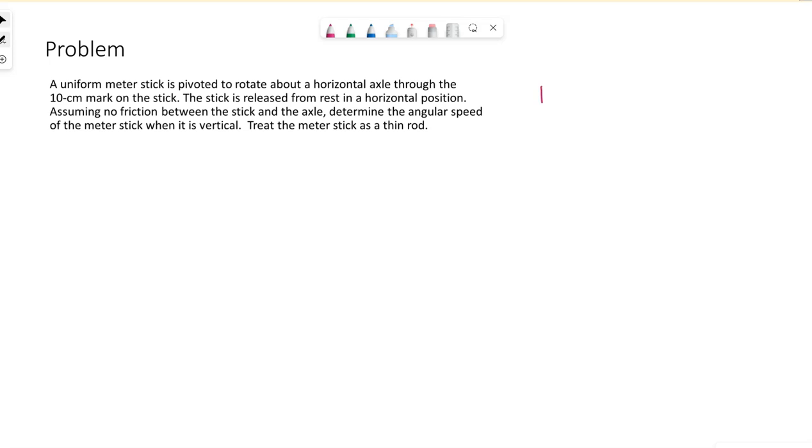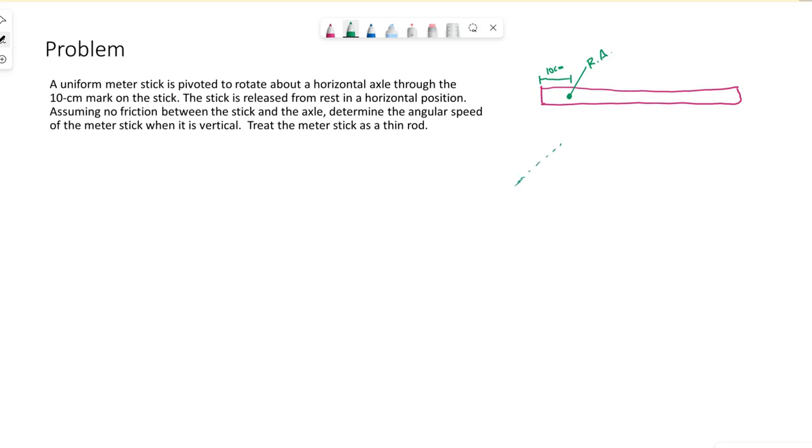All right, so let's make sure this makes sense. So we have a meter stick. It's going to start horizontal. And it's rotating about a horizontal axle through the 10 centimeter mark. So the rotation axis we can think of as coming out of the screen and into the screen at this point, at this 10 centimeter mark. This is the rotation axis.